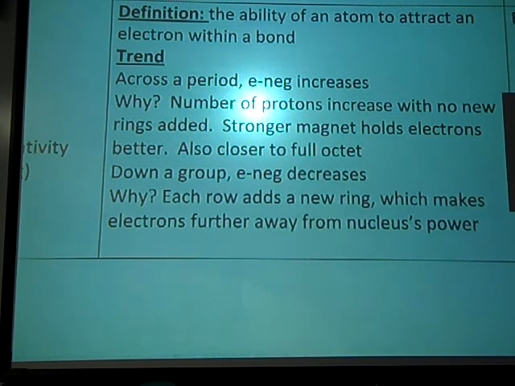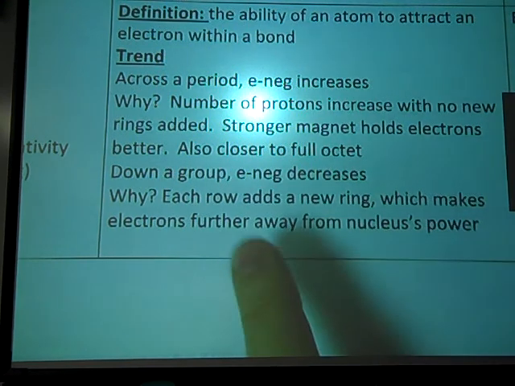So, the trend is, as one would expect, about the same. As we move across a period, our electronegativity increases. Why? Guess what? Bigger magnets. Same reason as always. My nucleus is better able to attract the electrons than an atom with less protons, smaller magnet. Also, as we move across the periodic table, just like ionization energy, we're moving closer to that full octet. Electronegativity is effectively the opposite of ionization energy. Ionization energy, we're yanking the electron off. Electronegativity, we are attracting electrons.